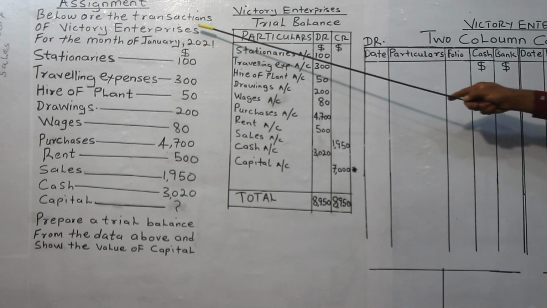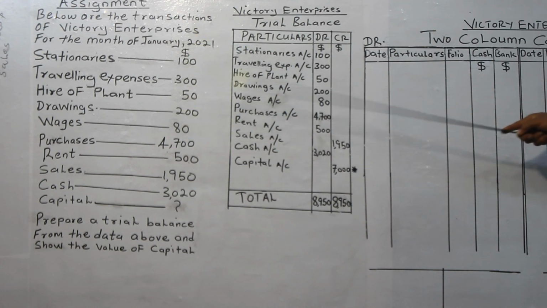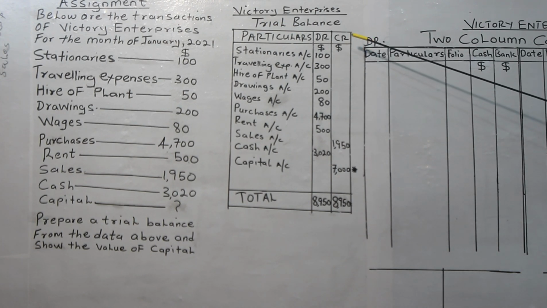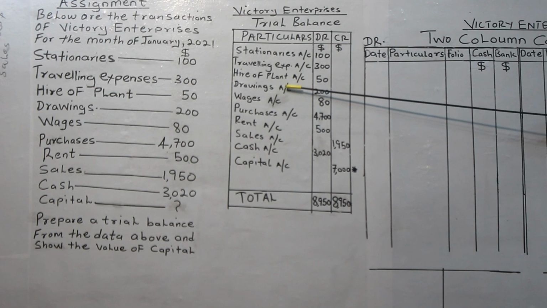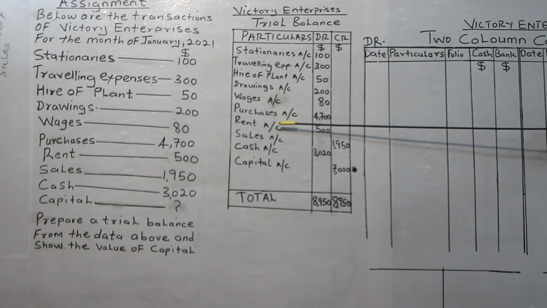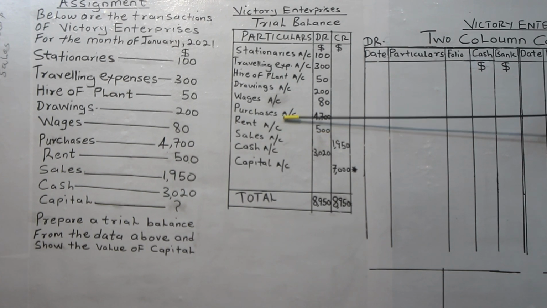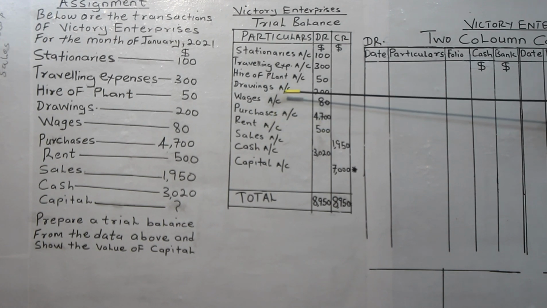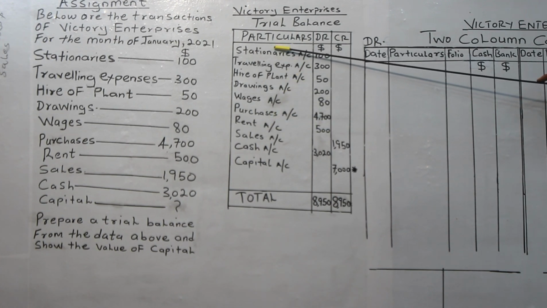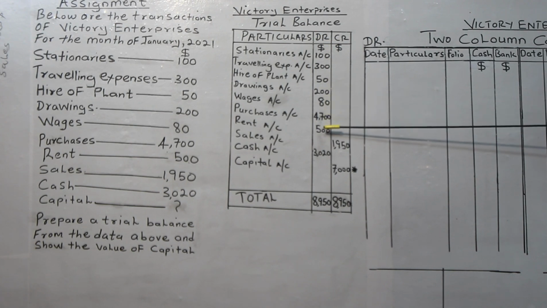Now, plenty figures can be given to you in an examination and you're required to prepare a trial balance. What you need to identify is just the accounts that are receiving and the accounts that are giving out. For instance, stationery, traveling expenses, hire of plant, drawings, wages, purchases, and rent account, they are all expense accounts, and the cashier gave value to these accounts, and they are the receiving accounts. Therefore, when you conclude their recording in their various ledgers, they will be on the debit side. That is why we place them on the debit side.